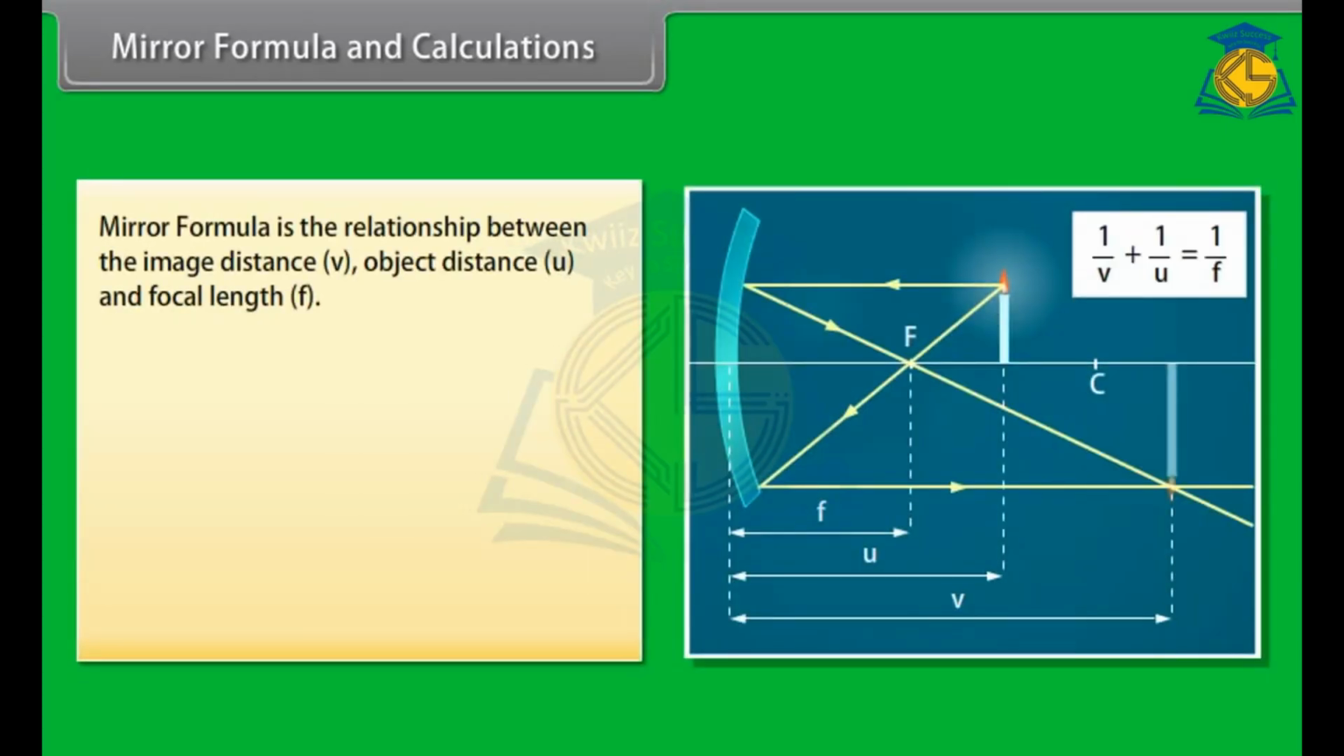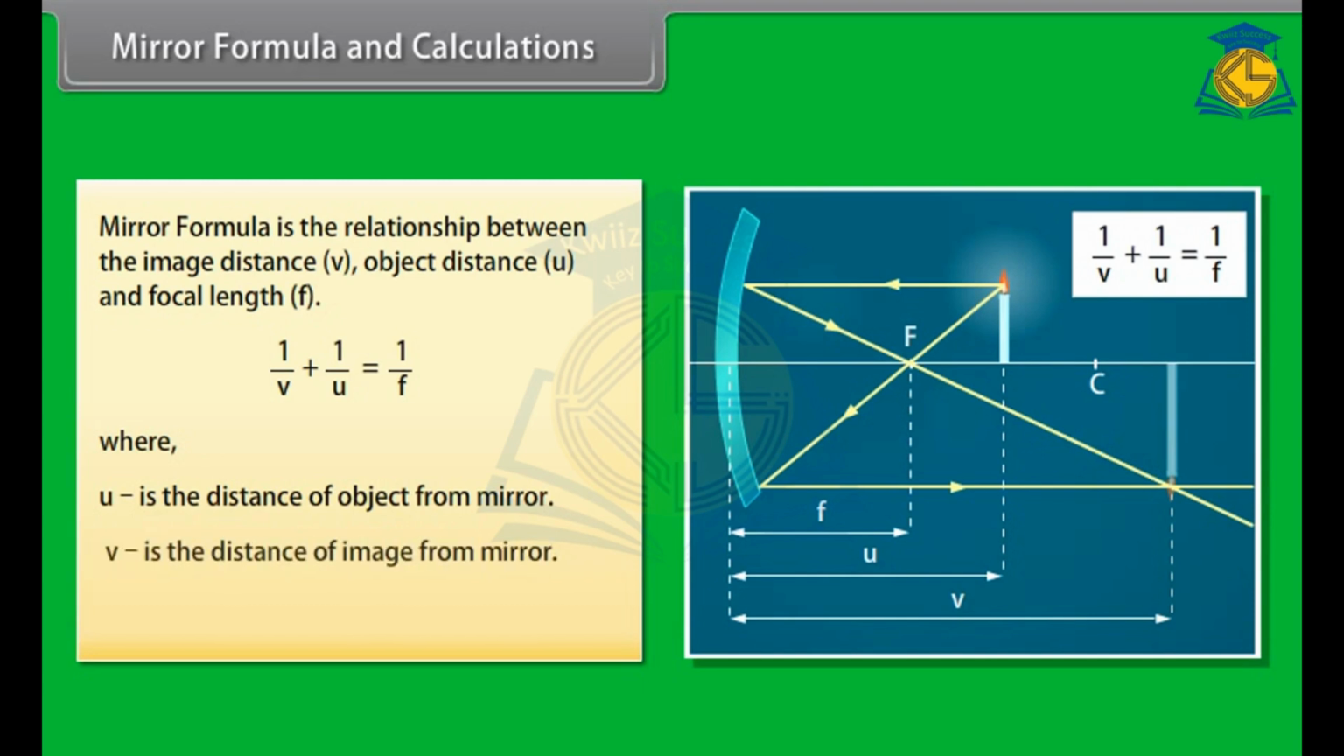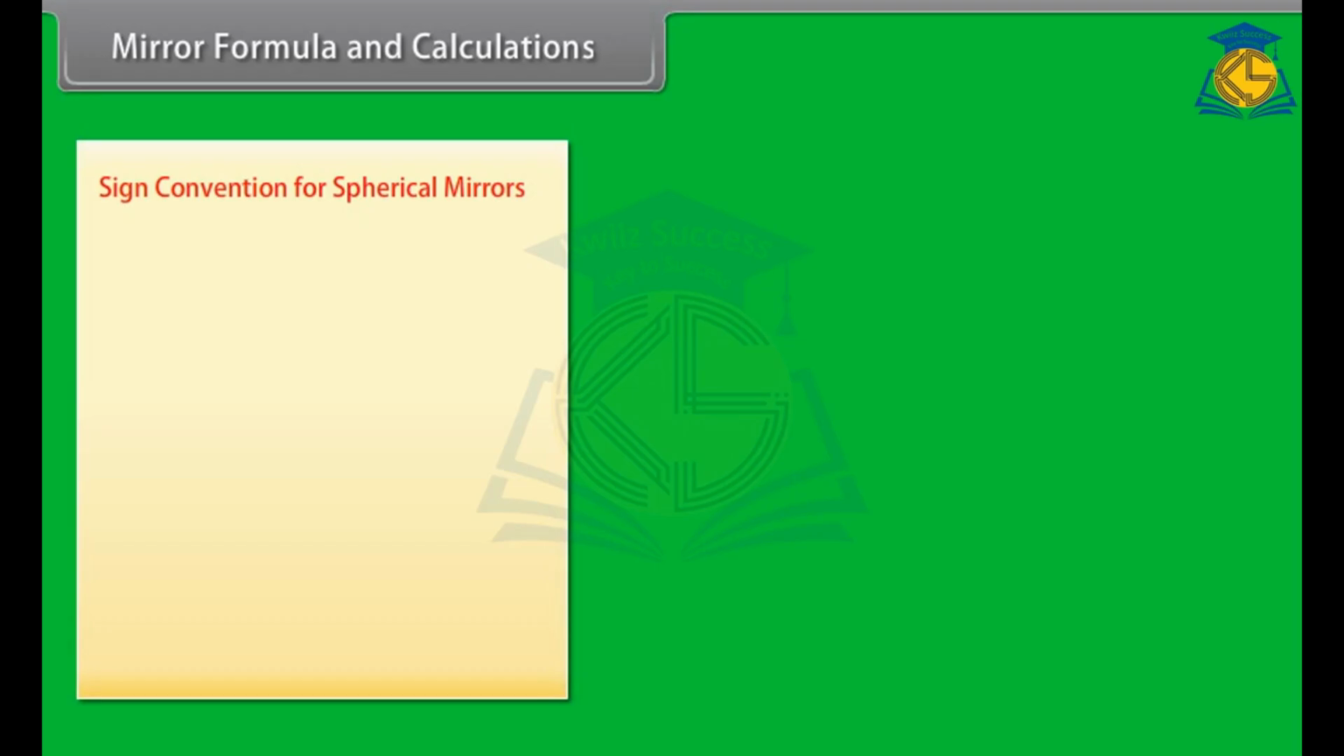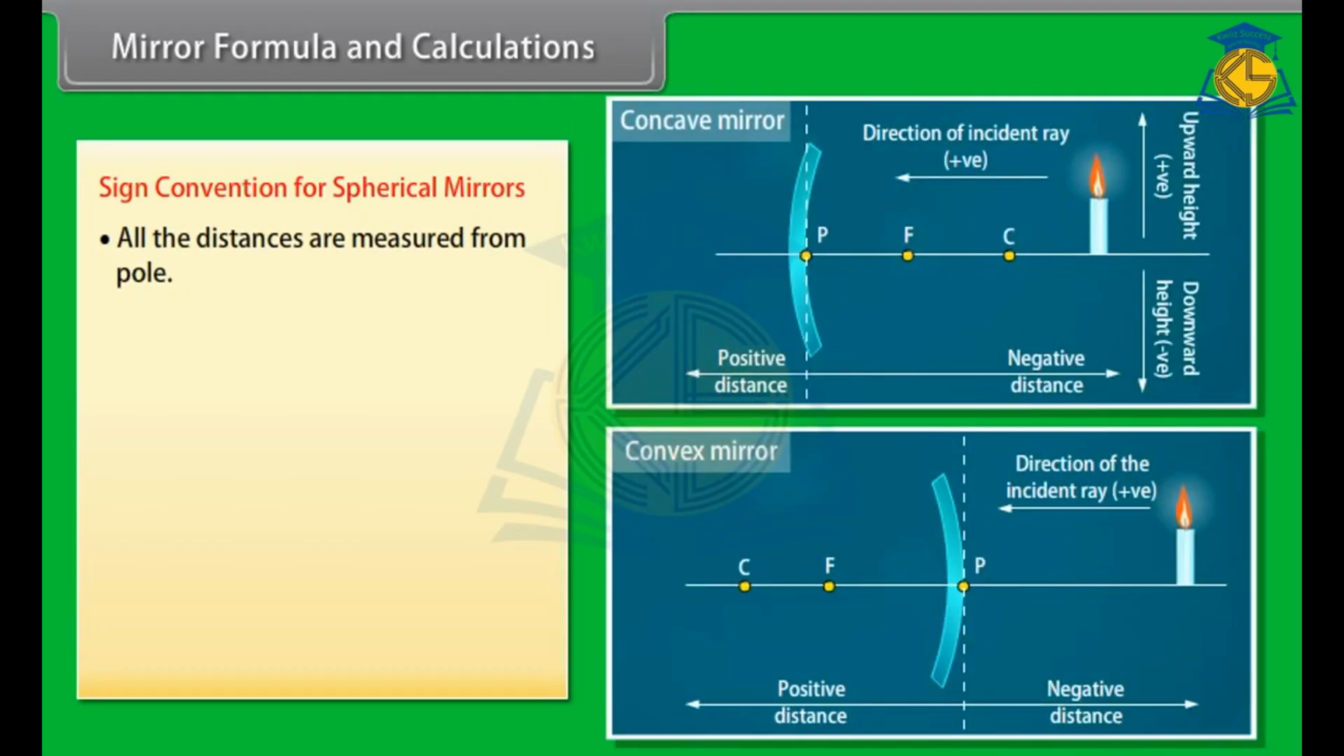Mirror formula and calculations. The mirror formula is the relationship between the image distance v, object distance u, and focal length f: 1 upon v plus 1 upon u is equal to 1 upon f, where u is the distance of the object from the mirror, v is the distance of the image from the mirror, and f is the focal length of the mirror. Sign convention for spherical mirrors. All the distances are measured from the pole.